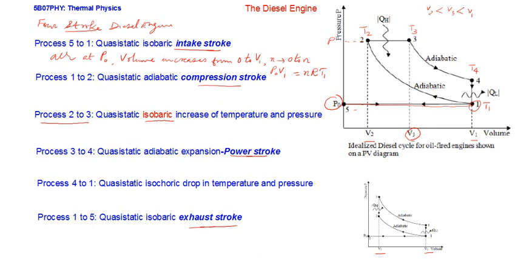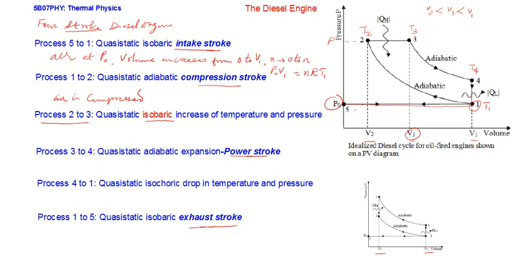Now process 1 to 2 is nothing different from that of a gasoline engine. It represents a reduction in the volume. The piston will be moving up, which represents a compression stage. The difference is that only air is getting compressed. Air is compressed quasi-statically and adiabatically. So the stage 1 to 2 represents the adiabatic compression.